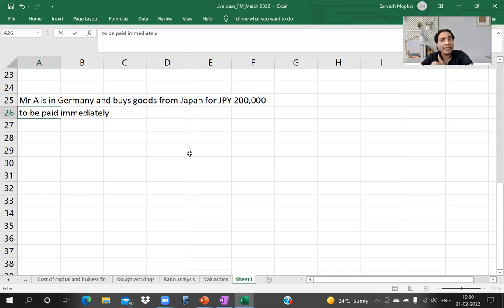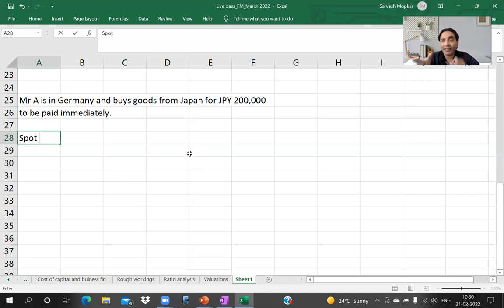So foreign currency fluctuations will not affect him because the settlement is happening immediately. We have not yet gone into risk management. Risk management is the next step. We are still first understanding the maths behind forex. So Mr. A is in Germany and buys goods from Japan for JPY 200,000 to be paid immediately. Okay, the spot rate. The spot euro.